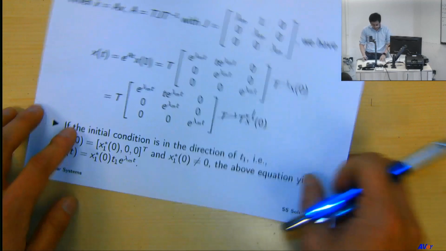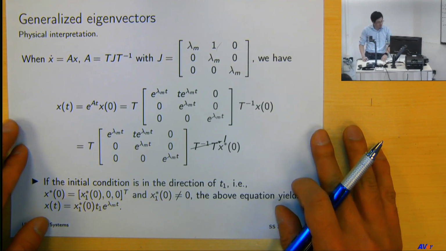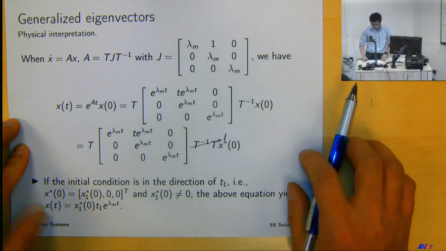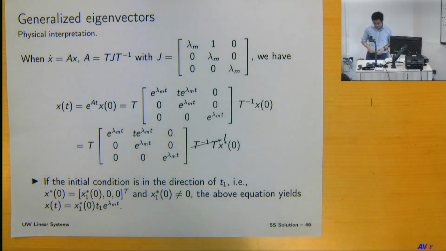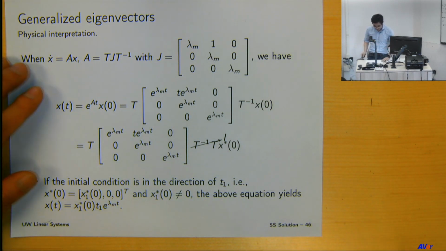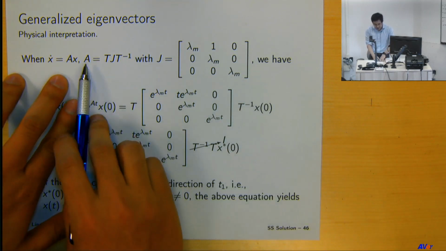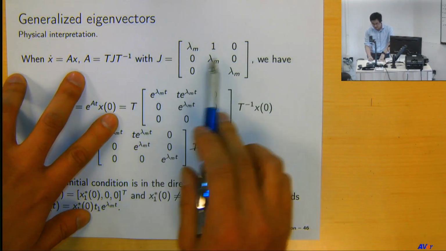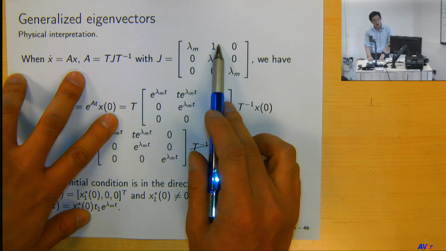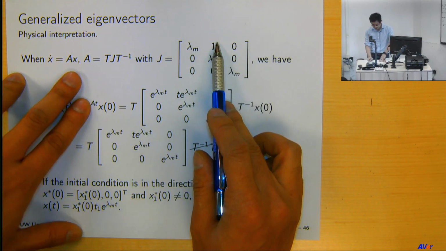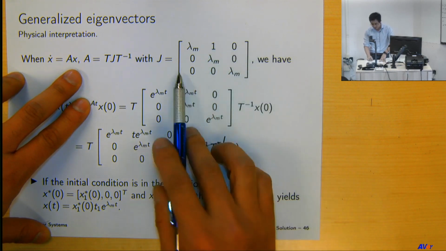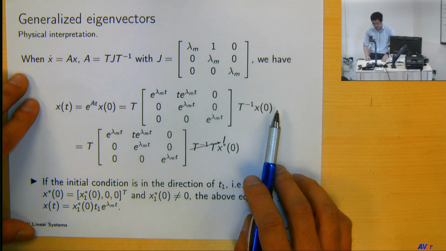So let's take a look at the intuition for the 3×3 case when we have Jordan form, and see if I start at some direction, now this time not in the eigenvector direction but in the generalized eigenvector direction, what will happen? What does that physically give us? So take an example. Let's say my Jordan form is like this. There's one generalized eigenvector, and then two linearly independent eigenvectors.